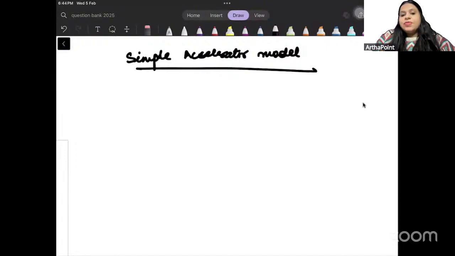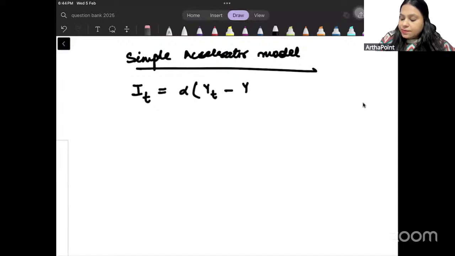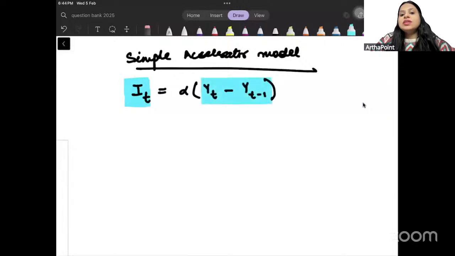ठीक है, okay. Simple accelerator model basically says that whenever we talk about investment, it depends on the difference between this year's output and last year's output. In other words, फर्म कितना इन्वेस्ट करेंगे वो इस पे डिपेंड करेगा कि डिमांड में कितना चेंज आया है, आउटपुट में कितना चेंज आया है. That is going to determine the simple accelerator model. Right, so that is one thing that you have to understand.